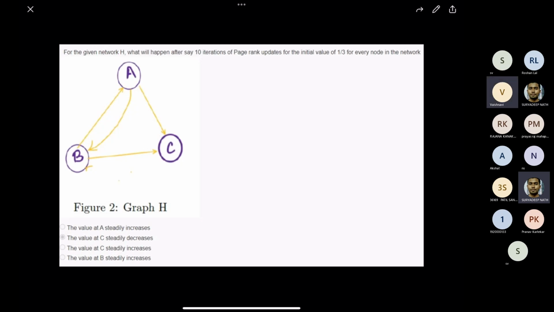But actually, when I do it in the spreadsheet, as taught in the lecture, the answer becomes option B: the value at C steadily decreases. Can you share your screen? I need to search for that. Can I share it after the lecture, at the end? Yeah. Okay, then we can see it together. Yeah, coming to the next one.